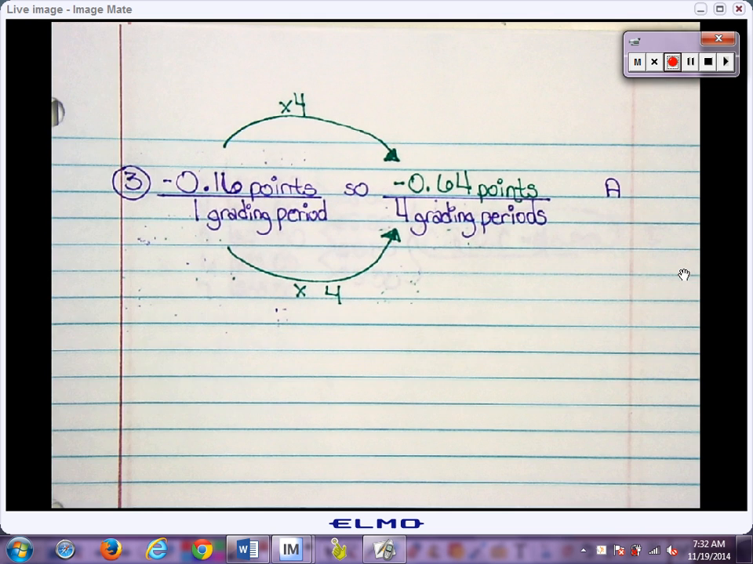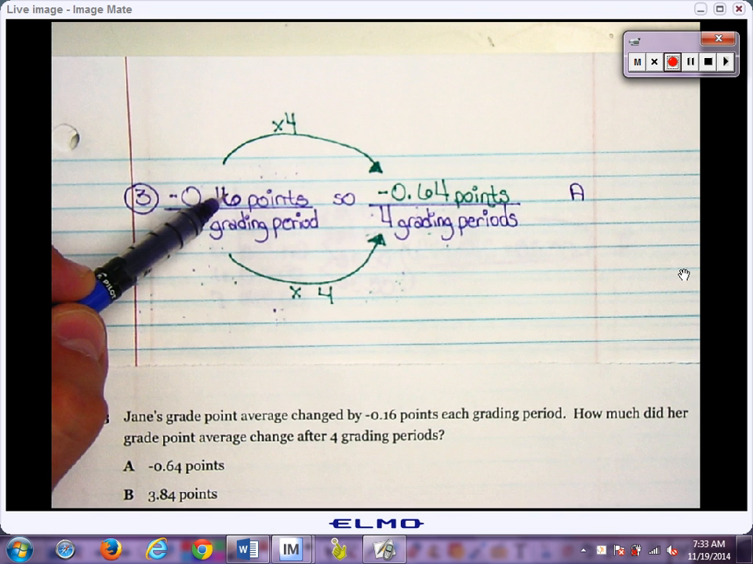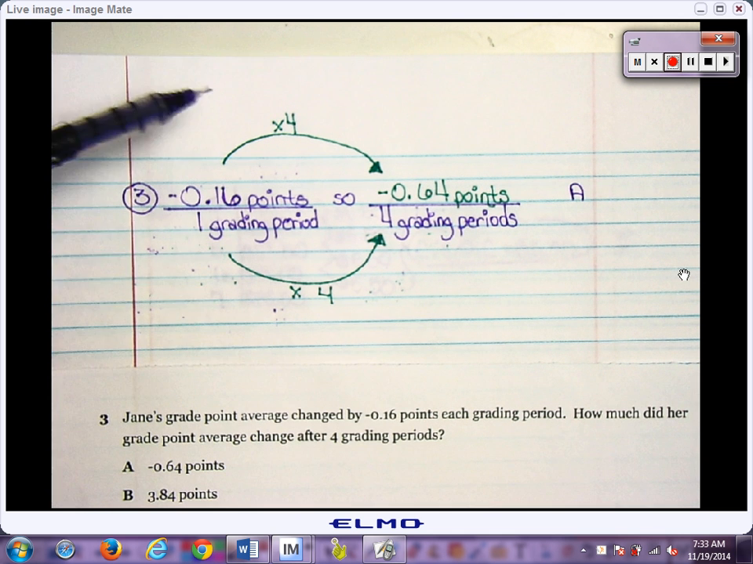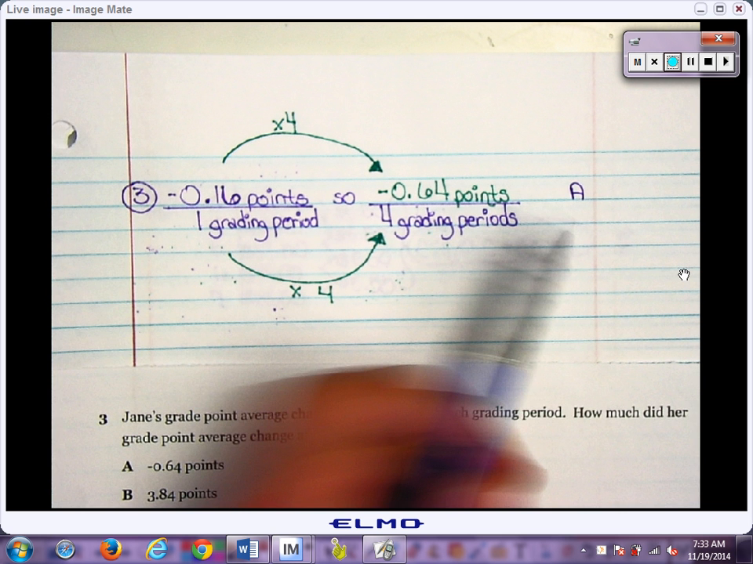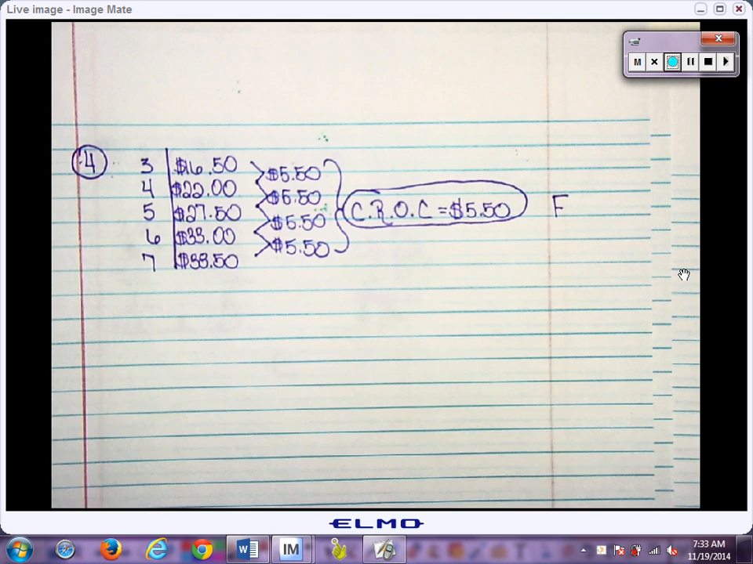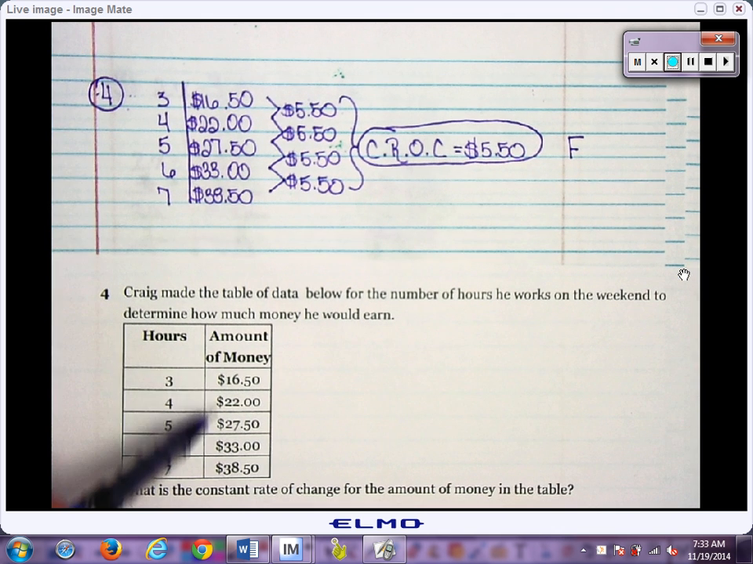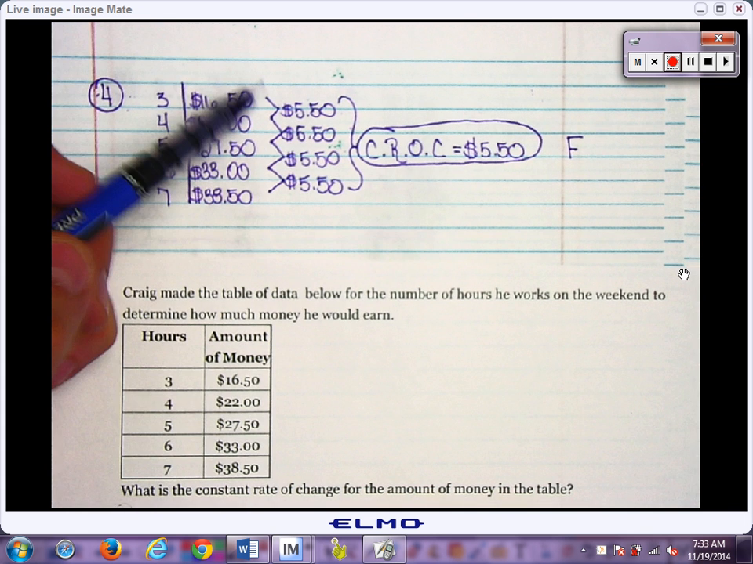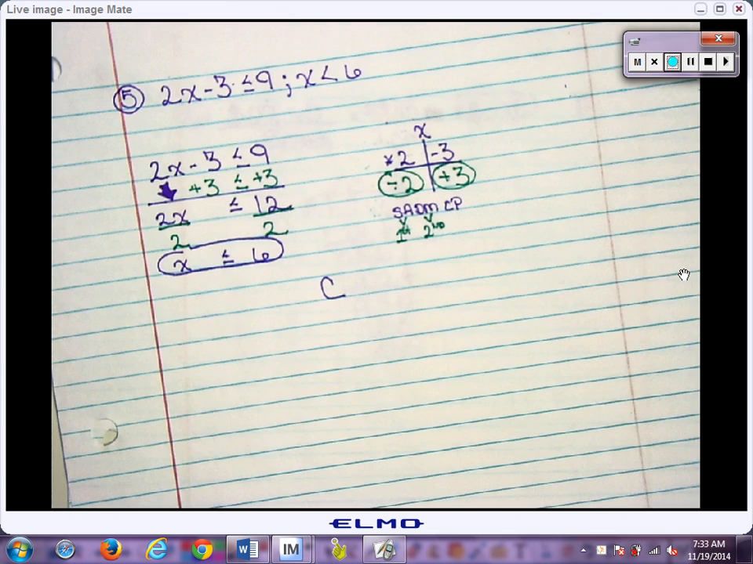Now, we have problem number 3, which is the question about the grade point average. It changed by negative 0.16 points every grading period. So we wanted to know how much it would have changed after 4 grading periods. All you had to do was multiply. So we had multiplying of negatives and decimals here to get our answer, which was choice A. Now let's move on to question number 4. You were to analyze this chart and basically just find the constant rate of change. You could see here that if we subtract or find the differences of all the amounts of money, we have a consistent rate of $5.50. That's choice F.